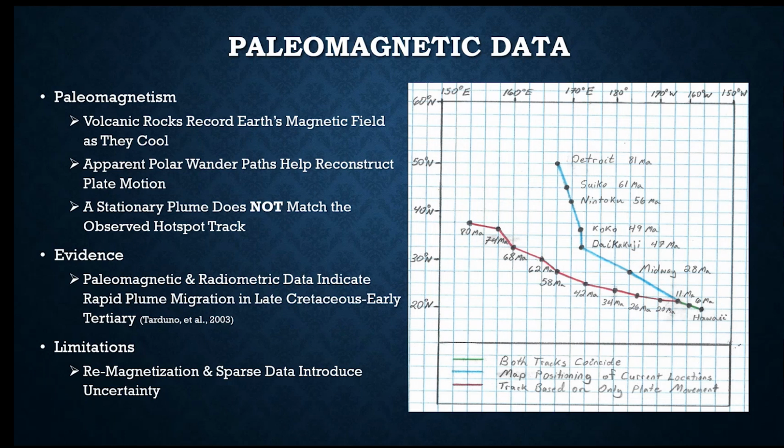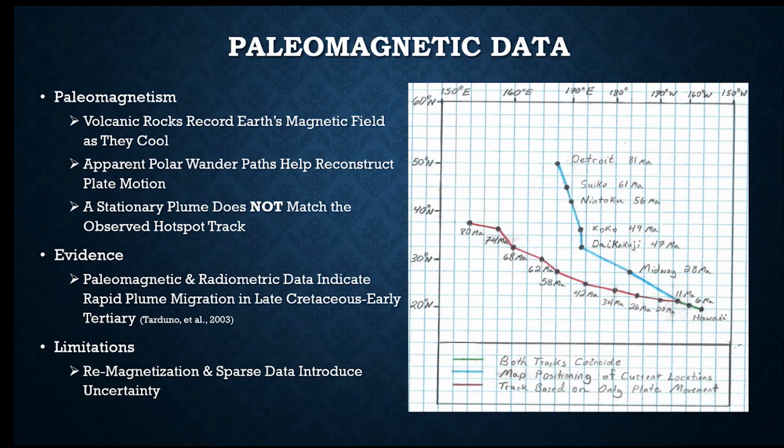If the mantle plume beneath Hawaii were stationary, paleomagnetic evidence indicates the volcano chain would follow a different track. It would have a less sharp bend compared to what we actually see today. This discrepancy suggests that both plate motion and plume movement occurred, with paleomagnetism indicating a southward migration of the plume. Specifically, paleomagnetic and radiometric data indicate that the Hawaiian hotspot plume moved rapidly during the late Cretaceous to early Tertiary. If we were to generate a map based on only plate movement, you would see what's in red there in the map.